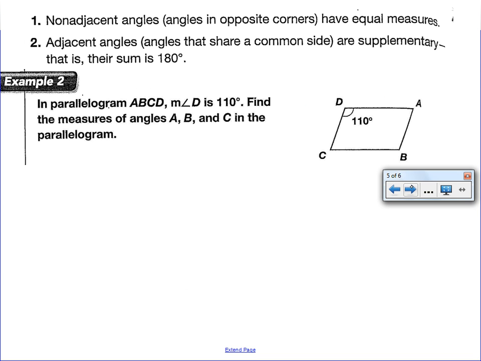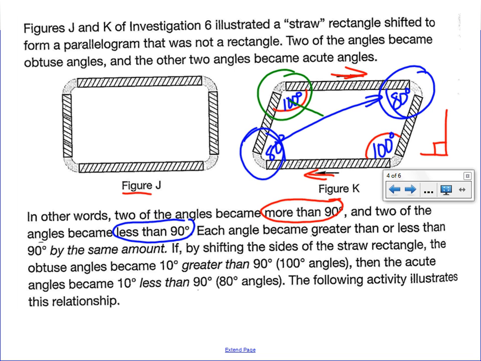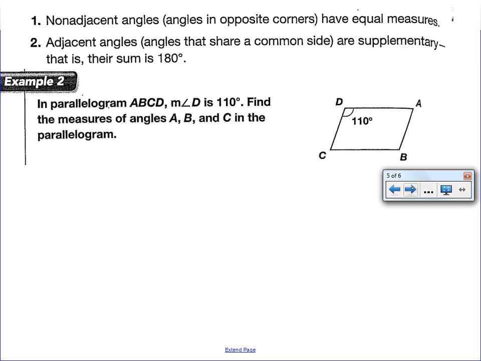Okay, so a couple rules they give for us. Non-adjacent angles, which means angles that are in opposite corners, have the same measures. So opposite corners, that would be this corner, and the opposite corner is on the opposite side. They have the same measure. The same goes for here. This corner's opposite would be on the opposite side. They have the same measure.